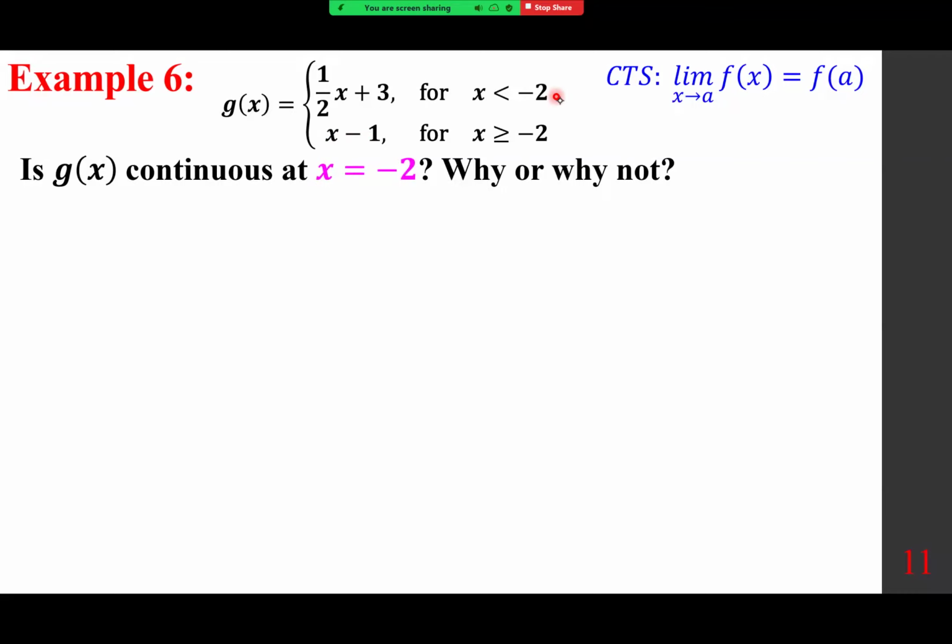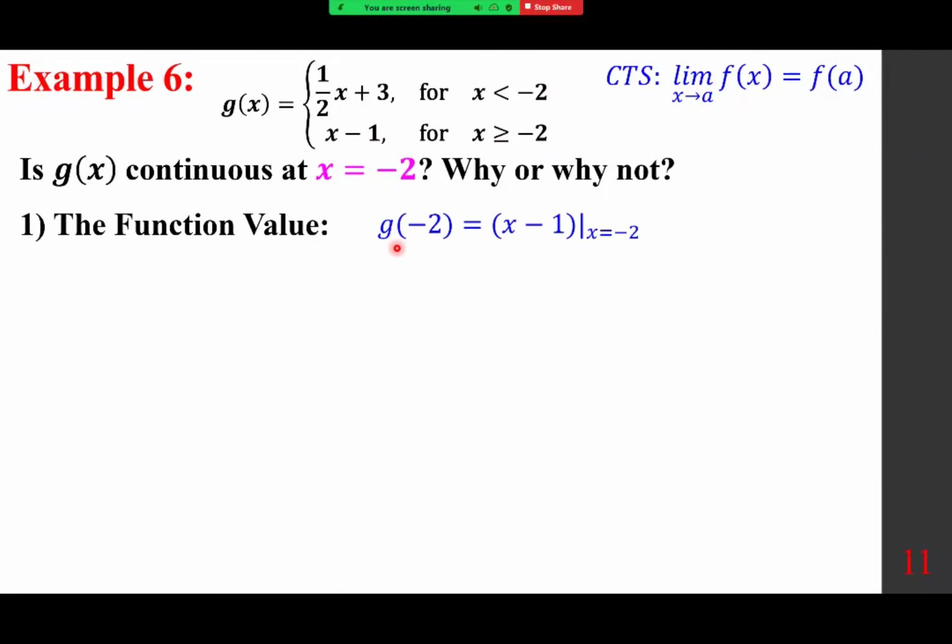The way it works, we have to look at three things. We have to look at the functional value, and we have to look at the limit, meaning both sides. So the functional value means the function evaluated at -2. It uses the one that has the equality. So it uses this part, and we're going to write g of -2 equals x minus 1 such that x equals -2. If you plug in, you get -3. So the function has a value of -3 when x is -2.